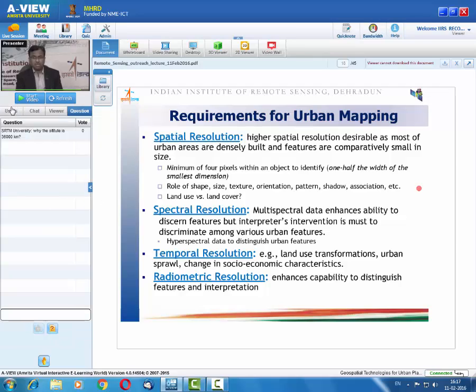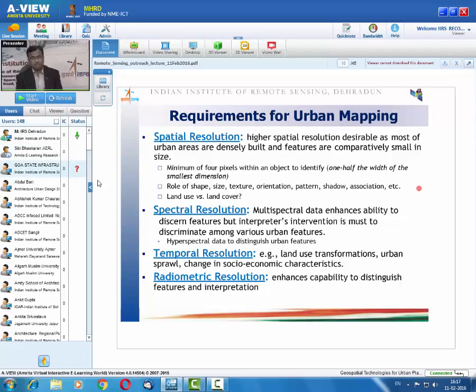Now, spatial resolution is always desirable in the context of urban mapping, because buildings and footprints are seen in higher spatial resolution, and that is why higher spatial resolution is desirable as built-up features are comparatively small in size. Whenever we go for mapping, a minimum of 4 pixels within an object is required, because when you are mapping, the minimum mapping unit plays its role.